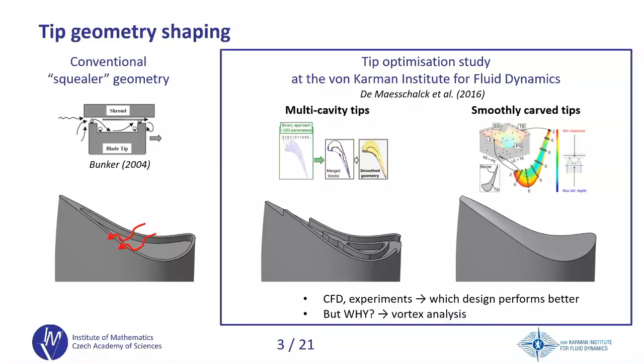They did some CFD simulations and some experiments, and based on this they were able to determine which of the tip designs performs better, which provides an improvement in efficiency. But the big question was, why does a particular design work? How does it improve the behavior? How does it reduce the leakage of the flow? To help answer this question, we decided to analyze vortices, because the flow is driven by the tip leakage vortex and its evolution and dissipation, so it makes sense to have a look at the vortex structure.